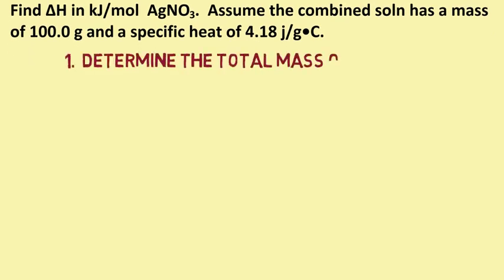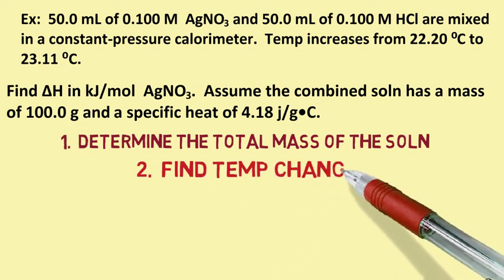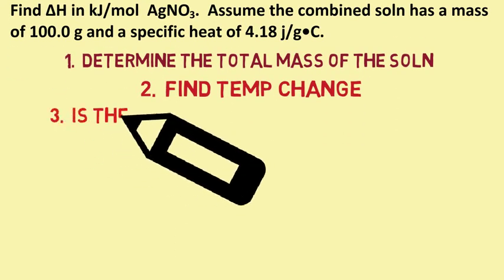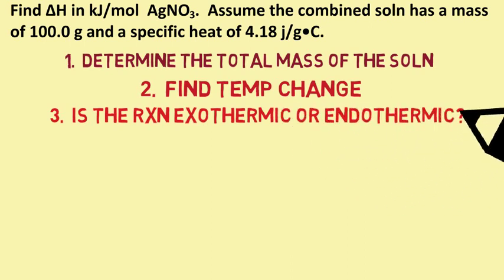So step one, you're going to determine the total mass. This one is given to you. You might have to determine it in other questions. Step two is you need to find delta T, the temp change. You can pause at any time and try figuring out the rest yourself. Step 3, is the reaction exothermic or endothermic? For that, you're going to see which way the temperature changed. Did it go up? Did it go down? You decide.